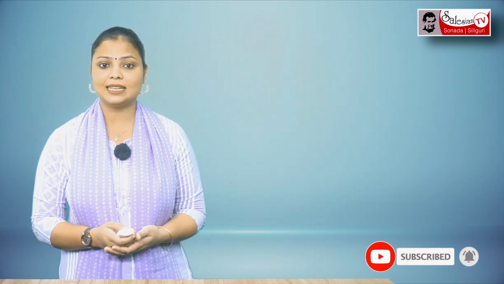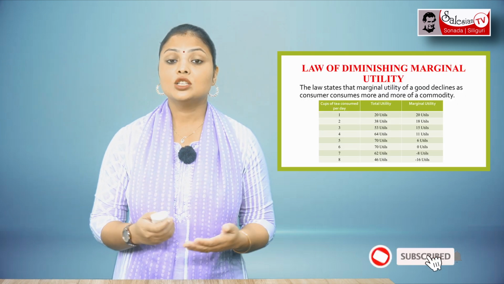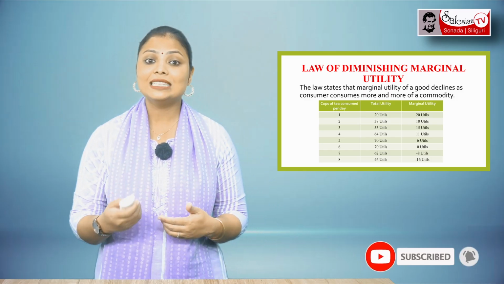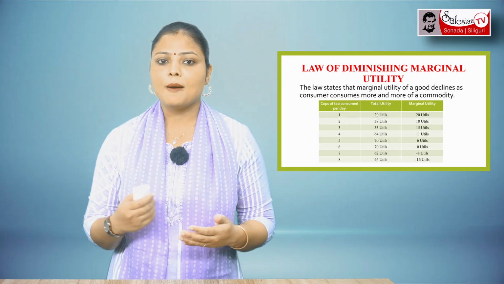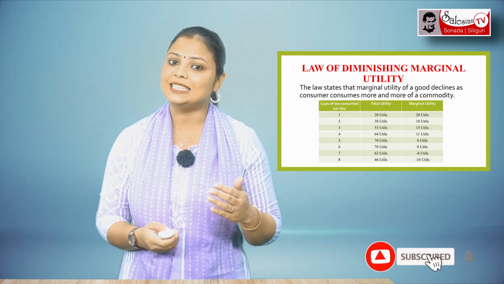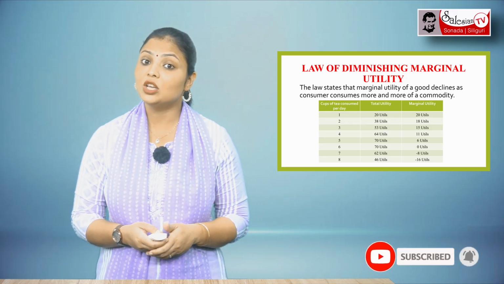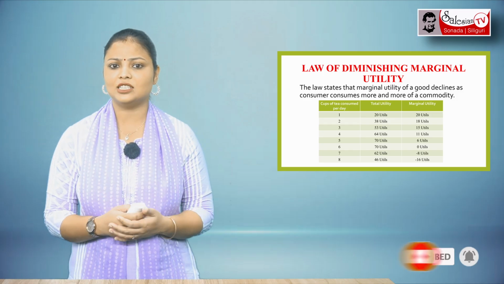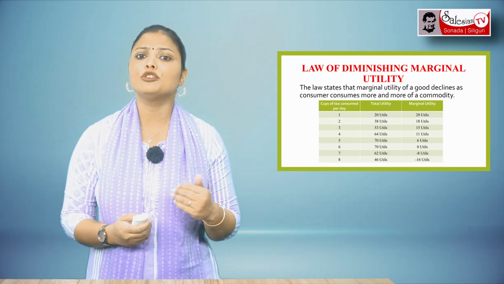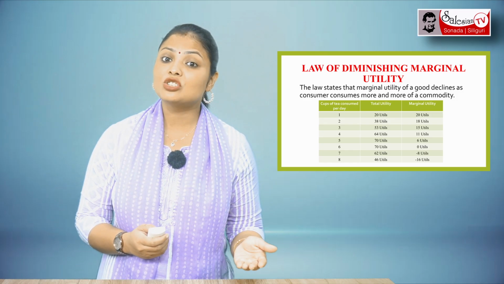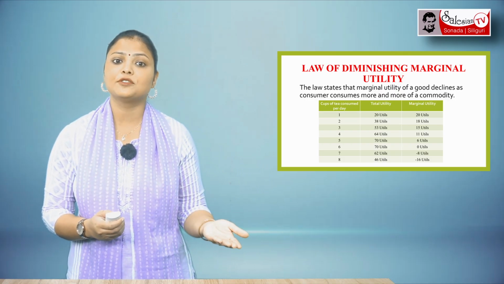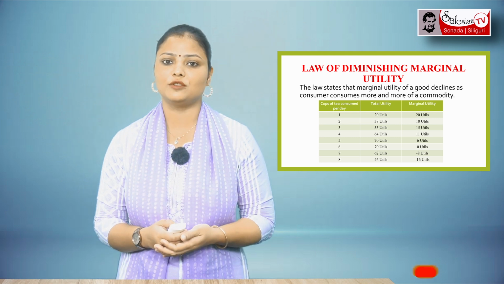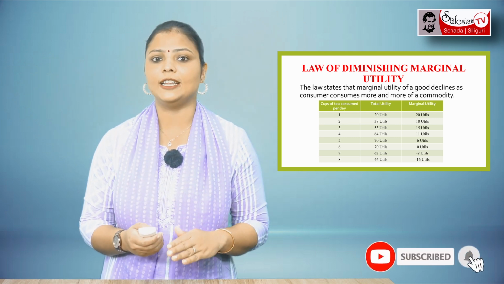Let us now discuss the law of diminishing marginal utility. According to the law, as a consumer consumes more units of a good, marginal utility of the good declines. In other words, as a consumer takes more units of a good, the extra utility or satisfaction that he derives from an extra unit of the good goes on falling.